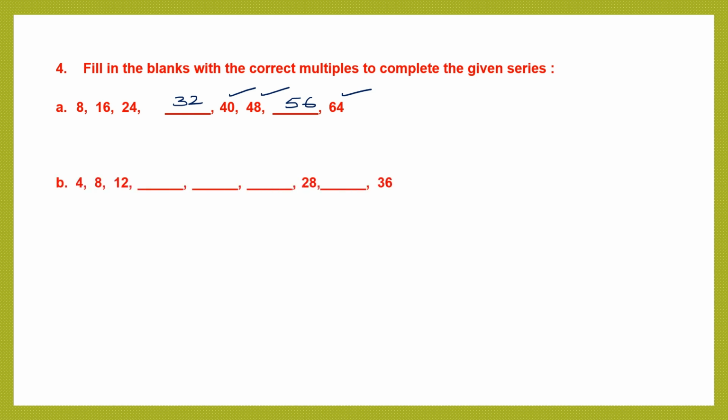Next is B. And here we have 4, 8, 12. That means these are tables of 4, isn't it? 4 ones are 4, 4 twos are 8, 4 threes are 12, 4 fours are 16, 4 fives are 20, 4 sixes are 24, 4 sevens are 28, 4 eights are 32, and 4 nines are 36. So we have filled in the blanks with the correct multiples and we have completed the series.